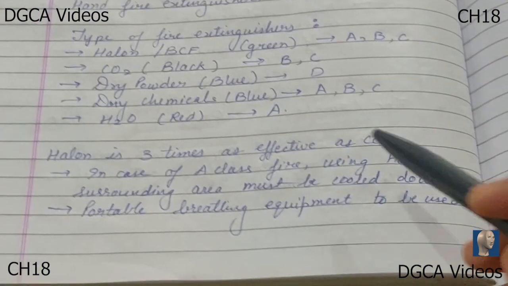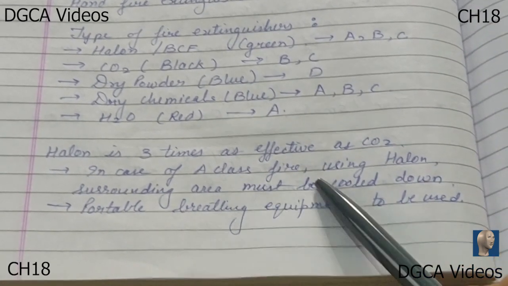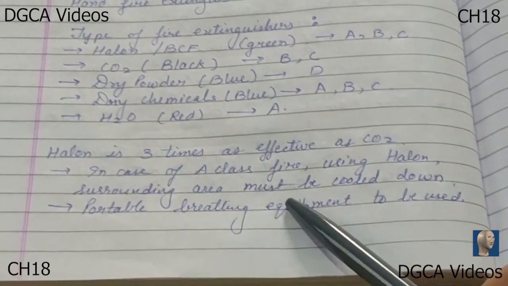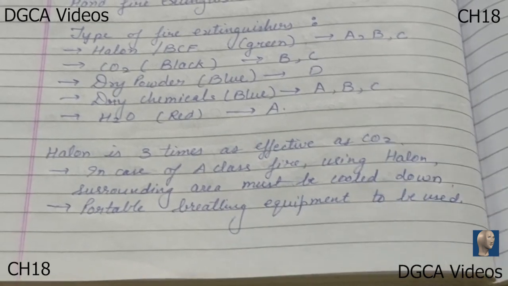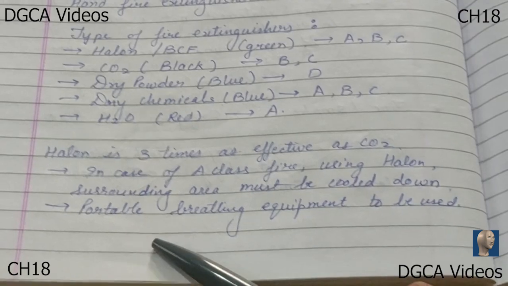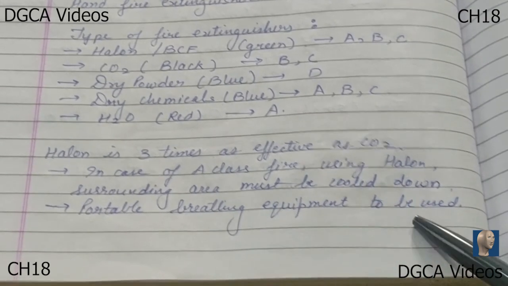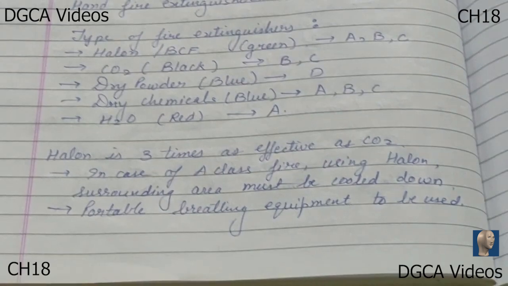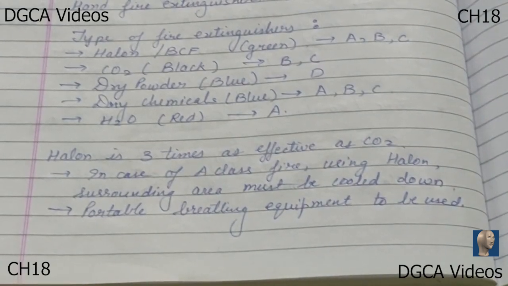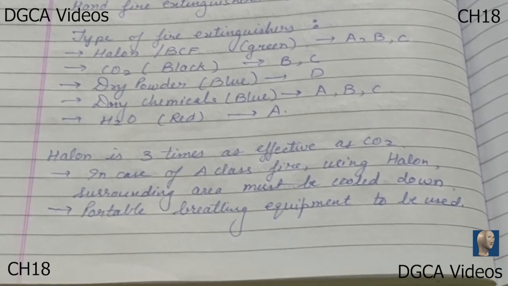Halon is 3 times as effective as carbon dioxide. In a class A fire, when using halon, the surrounding area must be cooled down by a non-alcoholic liquid. Portable breathing equipment, PBE we call it, is to be used if you are using halon, because it is hazardous to health, and it is not suggested to use halon at many times.